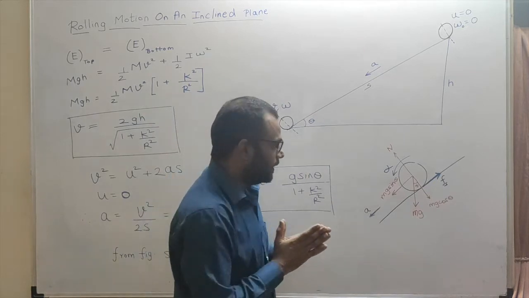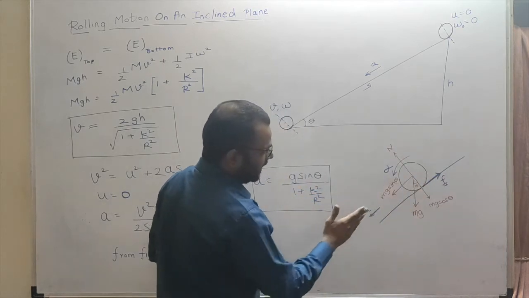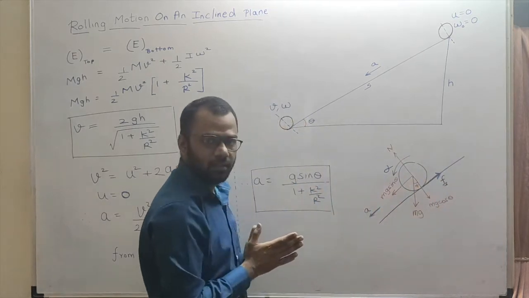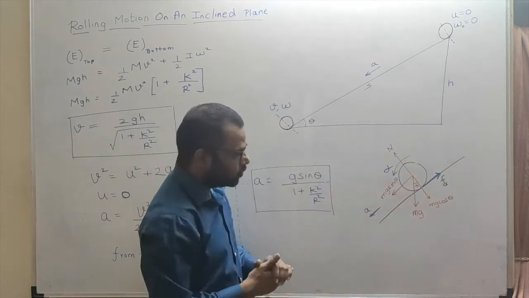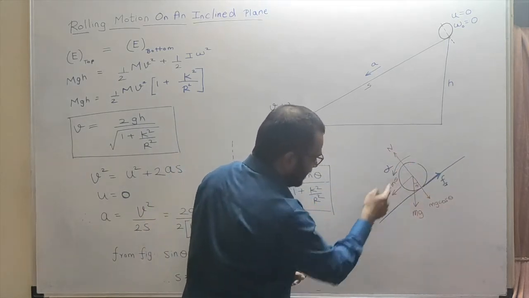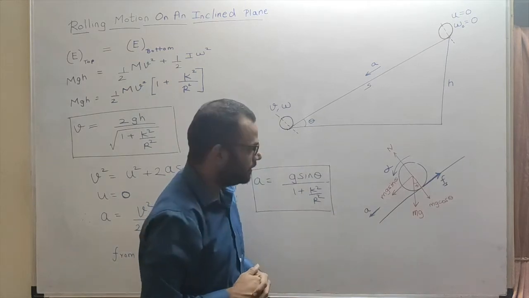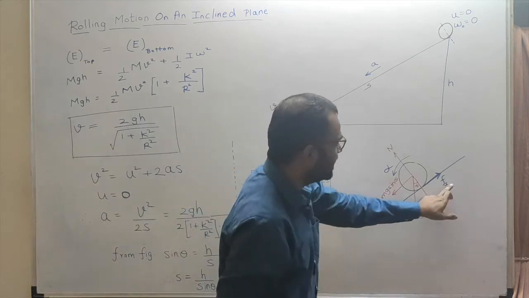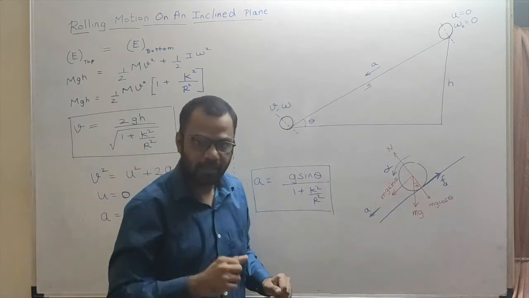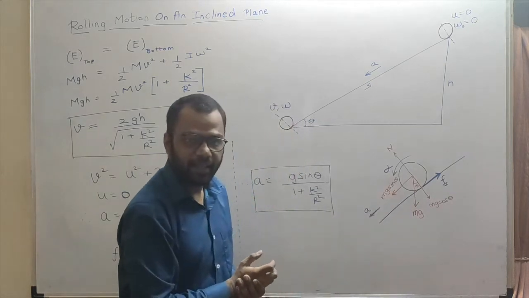Now in this direction, there are two forces, one mg sin theta and the other fs. Obviously mg sin theta is greater than fs, and hence we will have acceleration in this direction, linear acceleration. So you can get the equation that mg sin theta minus fs is equal to m into a. In that way we can get the linear acceleration a.